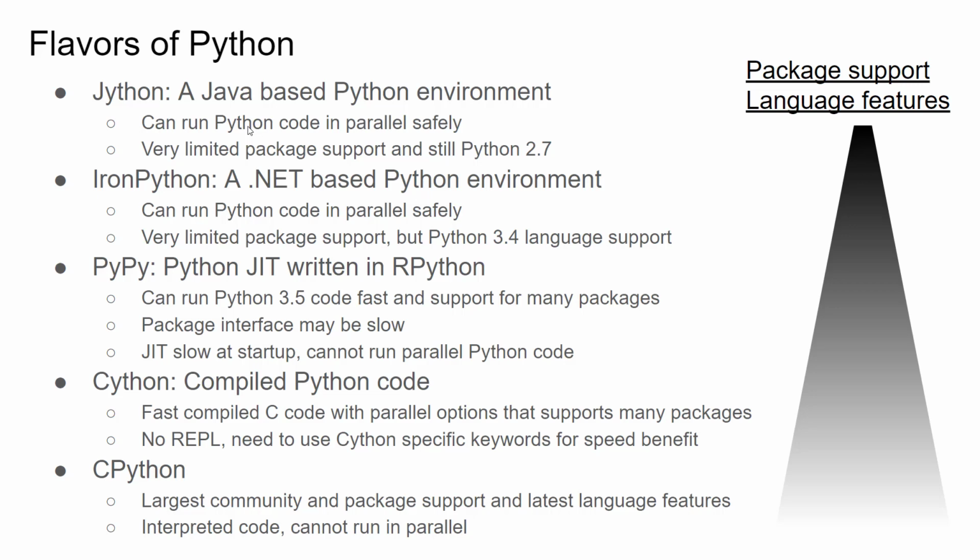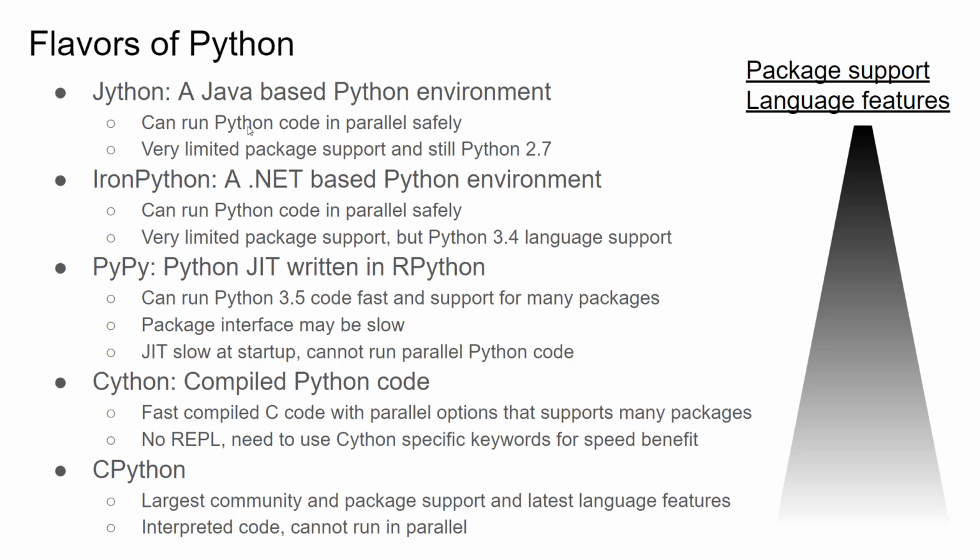We have Cython, which is compiled Python code. And that is fast compiled C code. It has parallel options, and it supports a lot of packages. Its disadvantages: it doesn't have the REPL. It doesn't have the ability to just type on the command line and iterate quickly to be able to do rapid development, which is one of Python's great strengths. Also, to really get these advantages with Cython, you have to use Cython's specific keywords.